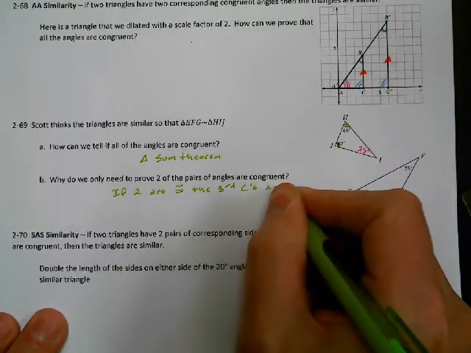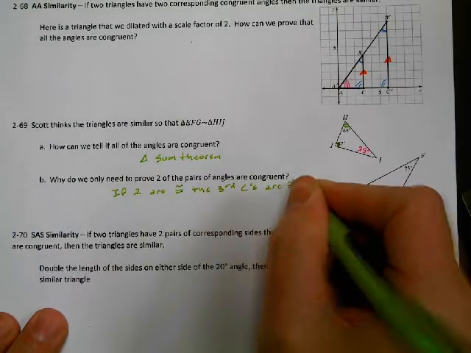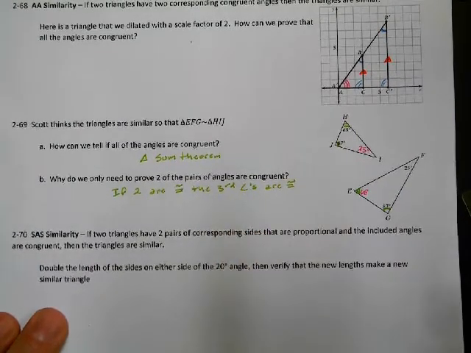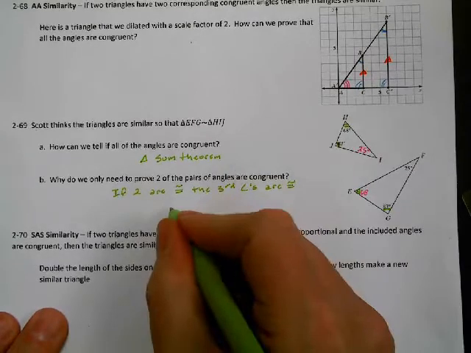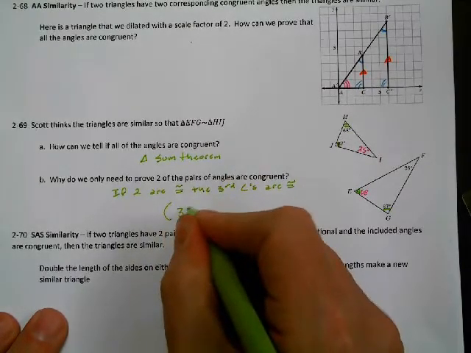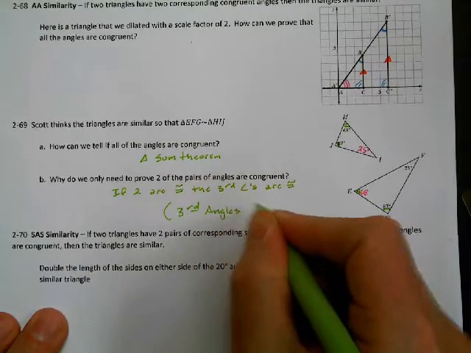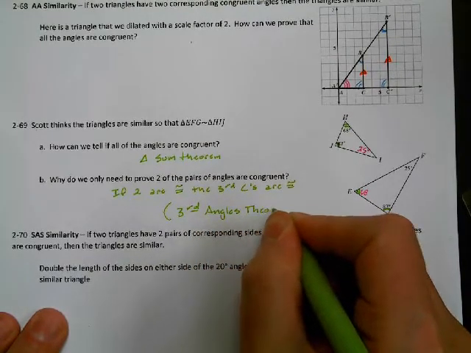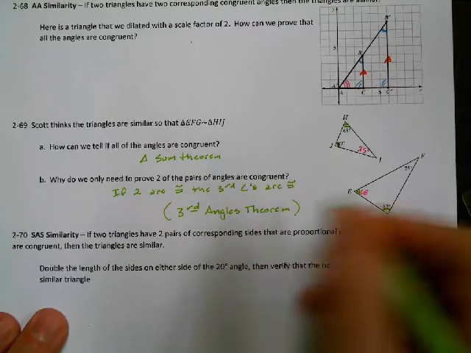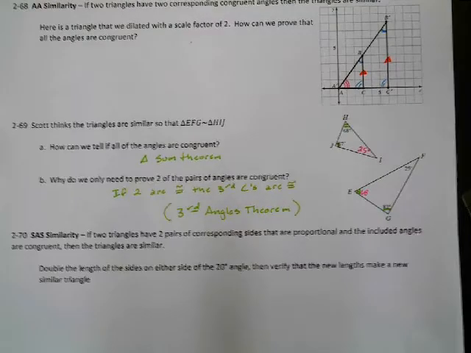And that's actually its own theorem. It's called the third angles theorem. And it makes sense because it has to add up to 180. So if two of the angles are the same, then the third angles have to be the same too because they're going to add up to 180.